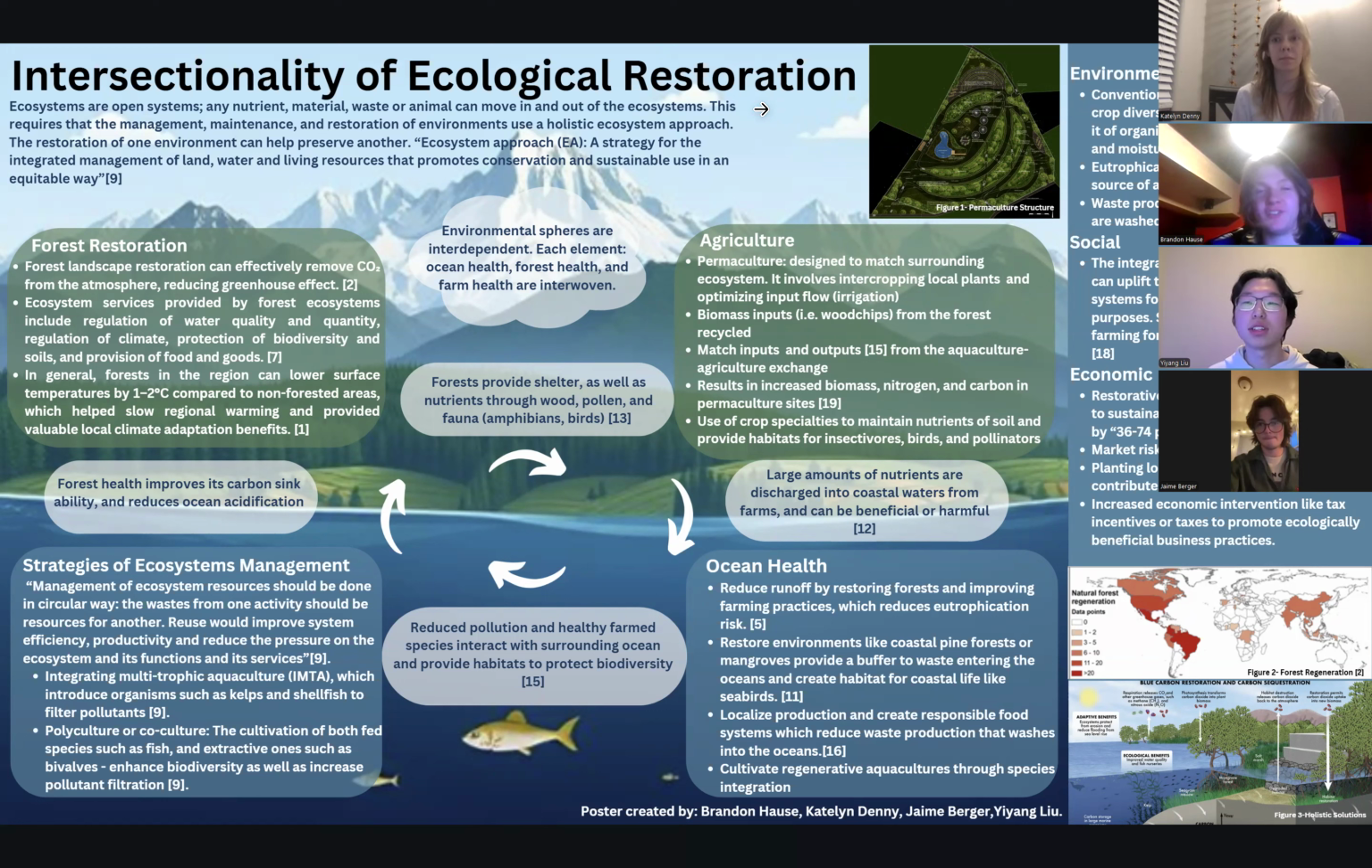In essence, we must use an ecosystem approach, which means using a strategy for the integrated management of land, water, and living resources that promotes conservation and sustainable use in an equitable way. All right. This brings us to agriculture because agriculture is one of the main contributors of pollutants to the environment, both land and water. Regenerative agriculture practices, such as permaculture, can really mediate these effects by modeling itself after environmental interaction. This way, they have increased biodiversity and matched inputs and outputs, just like ecosystems would in real life.